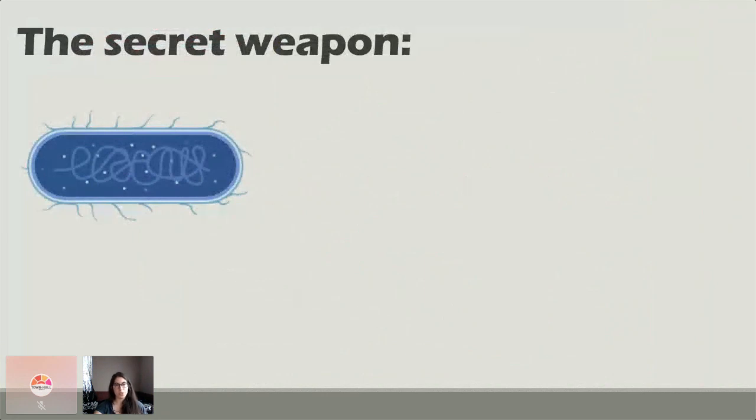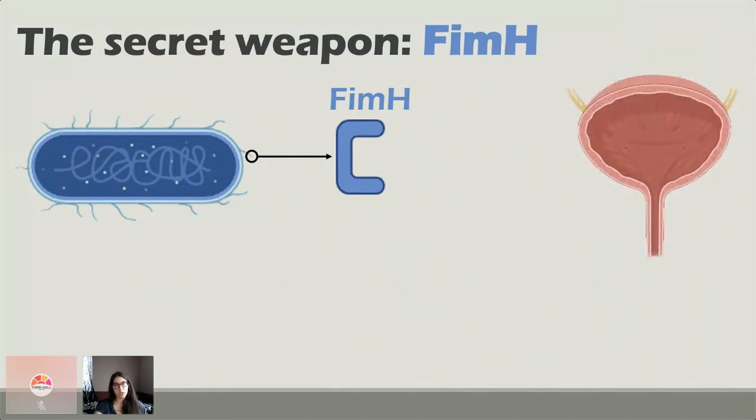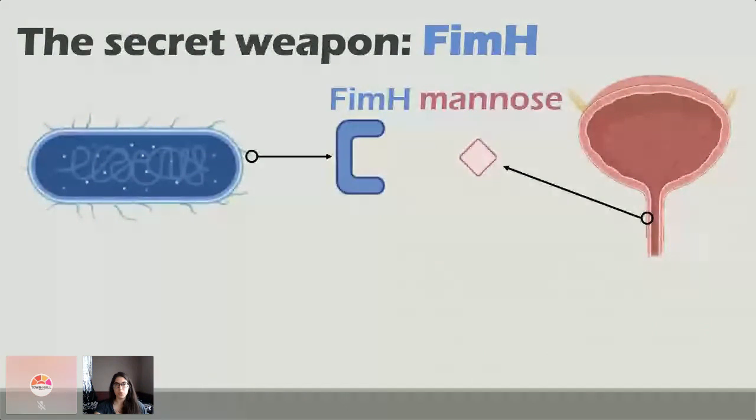On the surface, they have these little hair-like appendages that contain a molecule called FimH. And FimH is what's known as an adhesive molecule. Adhesive molecules do what you can probably guess they do. They stick to things. And of course, FimH will stick to the walls of your urinary tract. But in particular, it likes to grab onto this molecule called mannose, which is naturally found on the surface of your urinary tract.